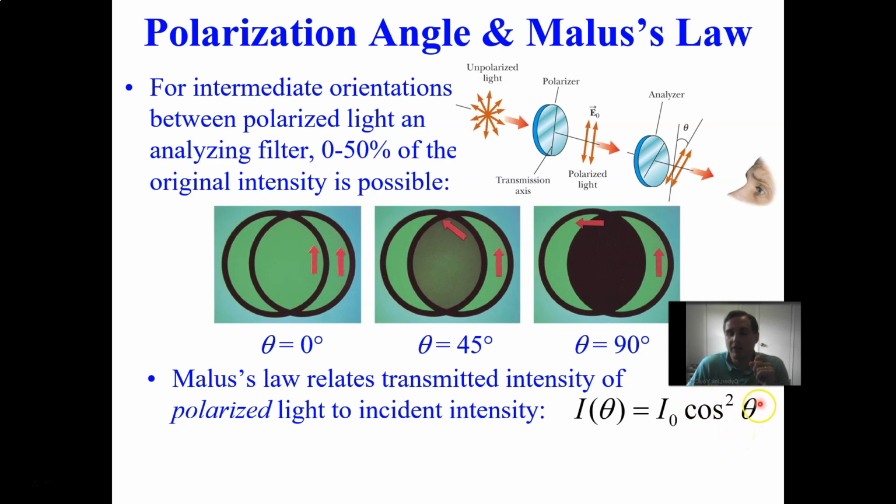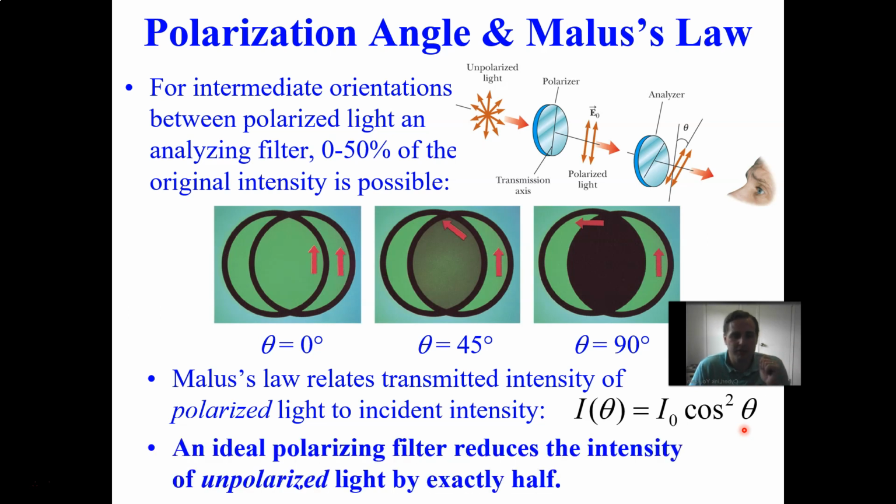Now why is squared in there? Well, if you remember, intensity is proportional to sine or cosine squared from the fact that these electromagnetic waves are waving up and down. So it turns out that since intensity is proportional to sine or cosine squared, this is the result. So any ideal polarizing filter reduces the intensity of unpolarized light by exactly half.